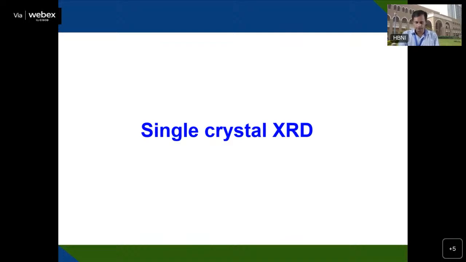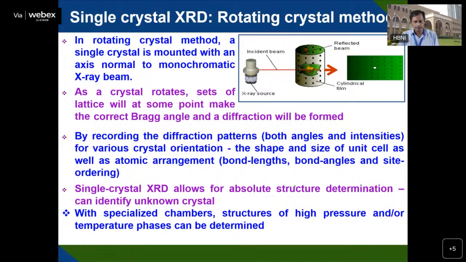So first, coming to single crystal XRD. Single crystal XRD is mainly based on the rotating crystal method. Earlier I told you that in powder diffraction there are two options: either the source is fixed and the detector is movable, or the detector and source are both movable. But here the main method is the rotating crystal method, where a single crystal is mounted on an axis normal to the monochromatic X-ray beam. So you have an X-ray source here, the X-ray beam is coming from it, and you can see the crystal is mounted here.